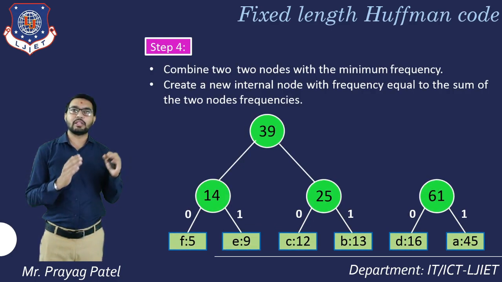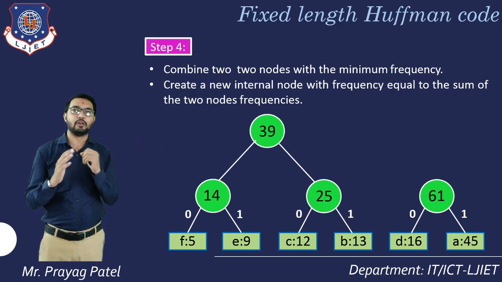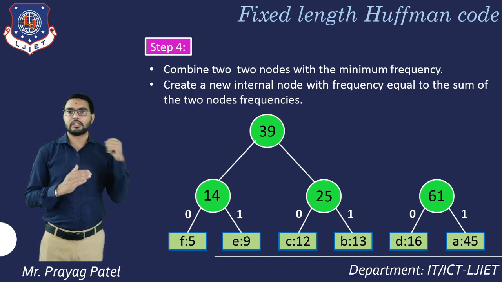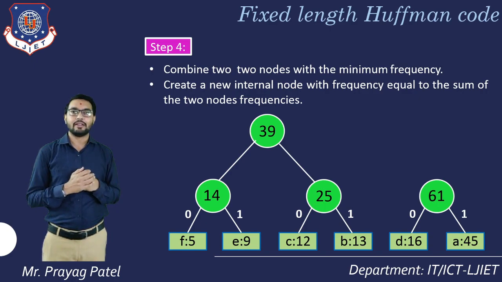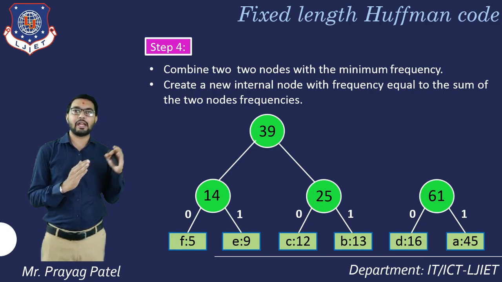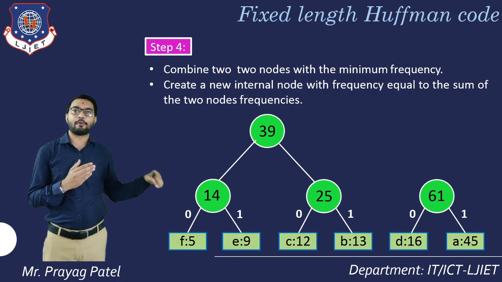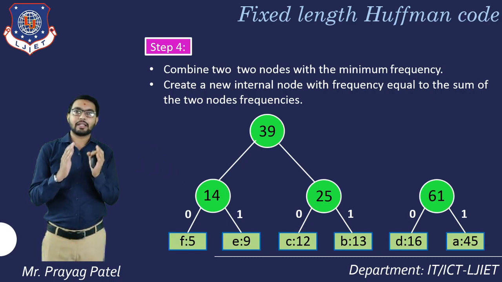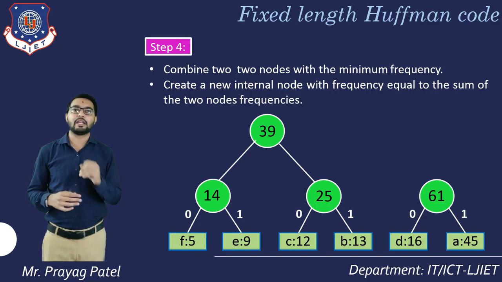Combine two nodes with the minimum frequency. We already combined in the first step. After that we have 3 nodes, 14, 25 and 61. For these 3 nodes, consider a two-node combination. First consider the first two nodes, 14 and 25. Combine them and the total is 39. So the new internal node is 39, with two children 14 and 25. Create a new node 39 with the addition of the two frequencies 14 and 25.